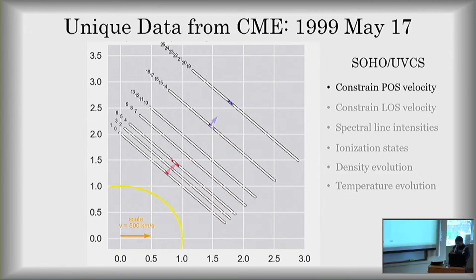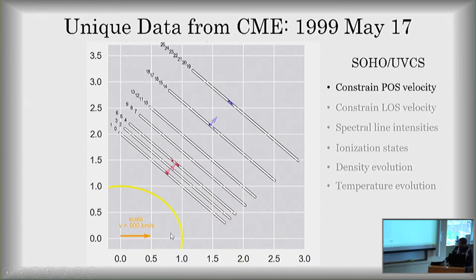Here's all of the information, summarized, that we can get from the UVCS spectra. So I'll just go through it one by one. We can constrain the plane of sky velocity. So I made this diagram just to demonstrate that.